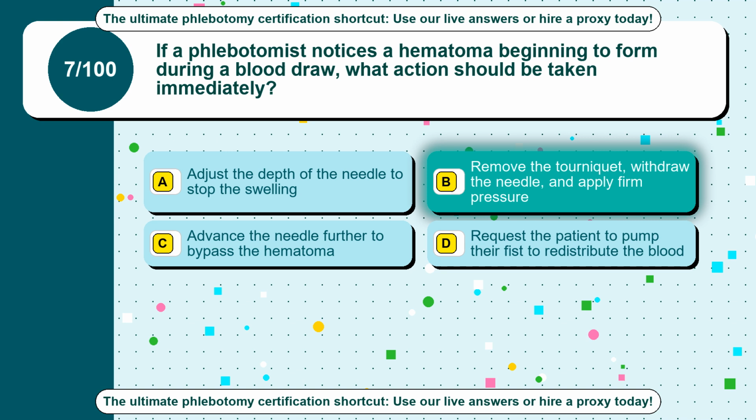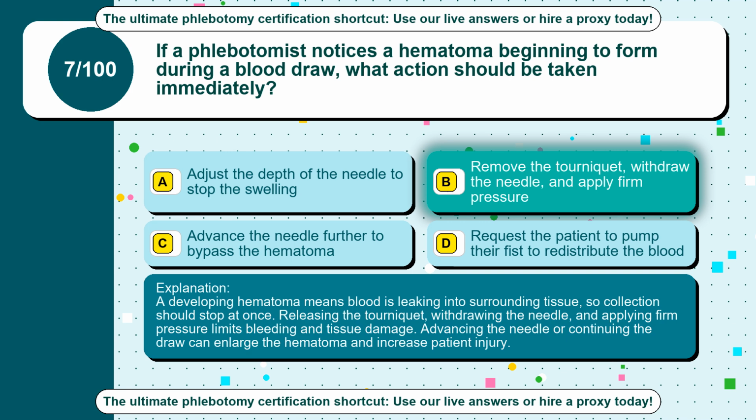The correct answer is option B. Remove the tourniquet, withdraw the needle, and apply firm pressure. A developing hematoma means blood is leaking into surrounding tissue, so collection should stop at once. Releasing the tourniquet, withdrawing the needle, and applying firm pressure limits bleeding and tissue damage.